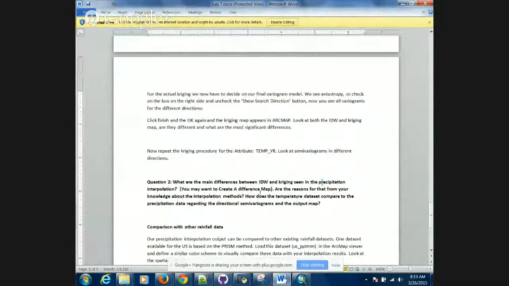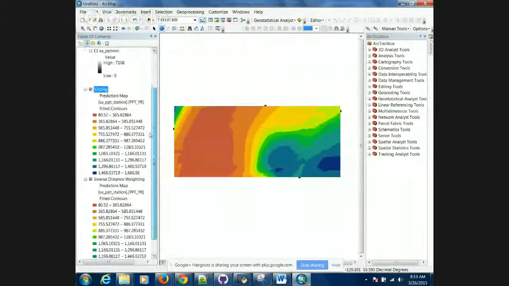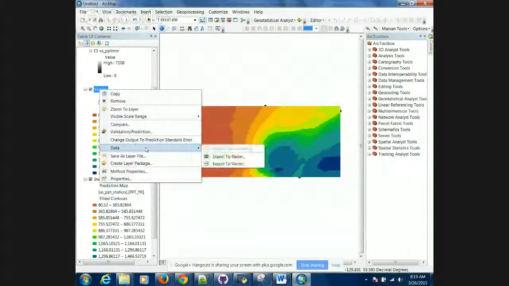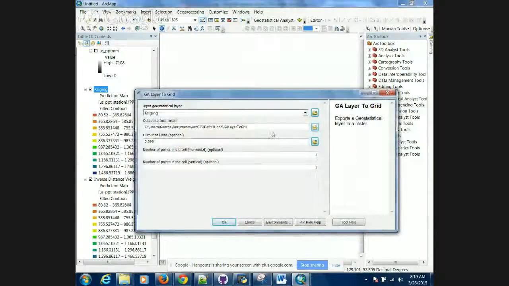So what's the main difference between IDW and kriging? Okay. You may want to create a difference map. How would you create a difference map, if you can create one? Well, you could export both of your data sets using the same cell size. You'd want to use the same cell size.